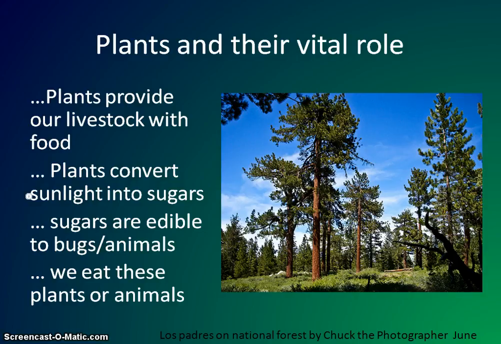Plants in general provide our livestock with food. If you've ever seen cattle grazing, they're taking that grass and turning it into flesh, which we love. I mean, I shouldn't say we, but many people love to eat the flesh of certain types of animals, and without plants that would be impossible. The plants are converting the sunlight into sugars, and these sugars are edible. Then we eat the plants and animals.